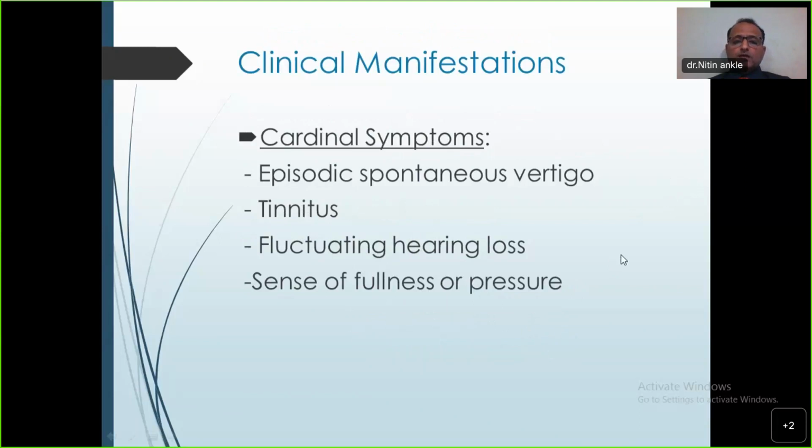Clinical manifestations are the cardinal symptoms like episodic spontaneous vertigo, tinnitus, fluctuating hearing loss, and a sense of fullness or pressure. The patient typically complains as if the ear is totally full with water, or some bulk of cotton pledget is placed inside the ear and the patient is not able to be comfortable. The hearing loss is fluctuating, as I told you, and the vertigo is very spontaneous and lasts from 20 minutes to almost 1 hour also.